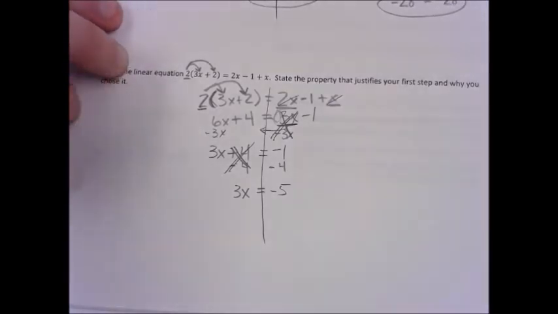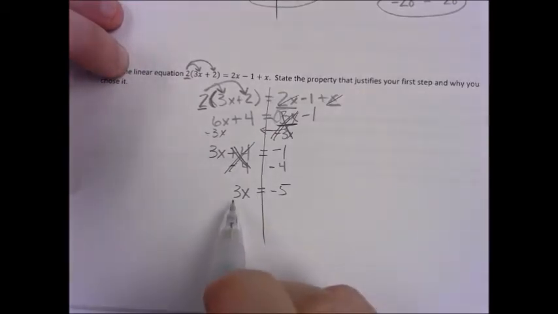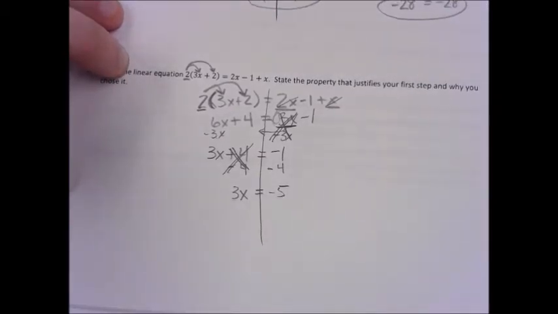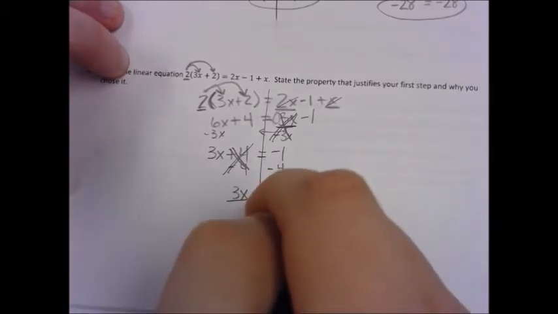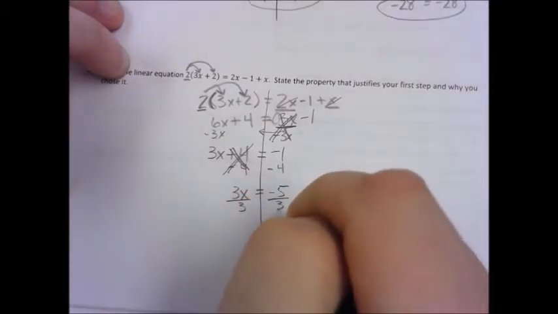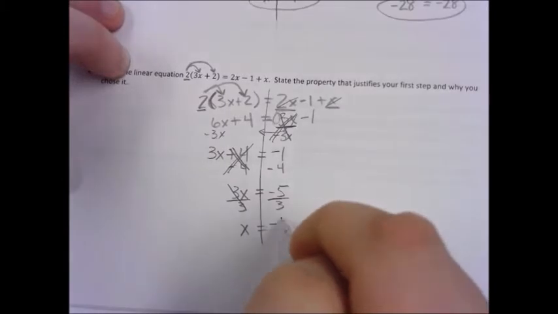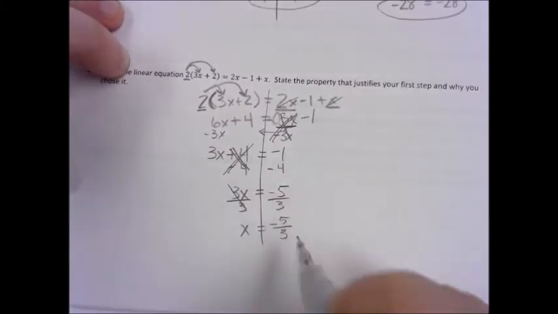The next thing that I have to do is now get rid of this 3 next to the variable. And right now, that is multiplication. 3x means 3 times x. And so I have to divide both sides by 3. And whenever I do that, I get x equals -5/3.